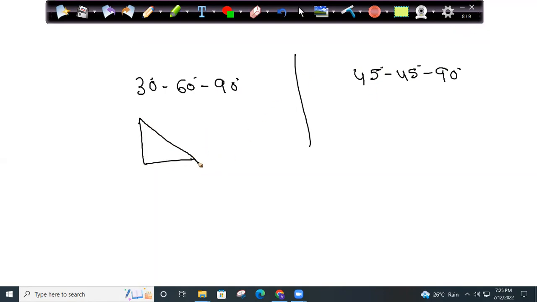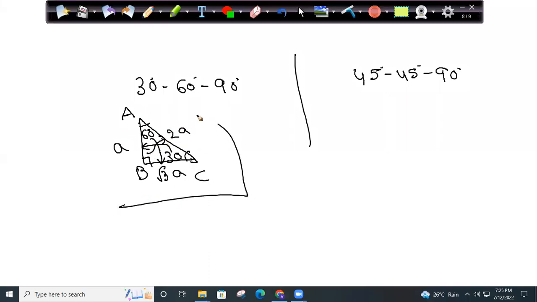If I have a right angle triangle ABC, if angle B is 90, if this is 30 degrees, if this is 60 degrees, if the side opposite to 30 degrees is A, then the side opposite to 60 degrees would be root 3 A, and the side opposite to 90 degrees is 2A. In a 30, 60, 90 degrees triangle, the sides are A, root 3 A, and 2A.